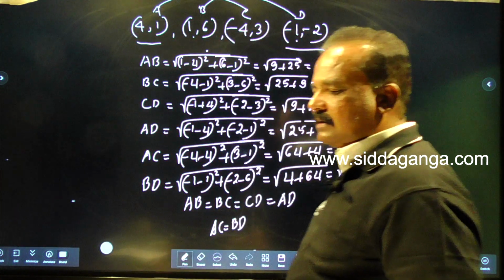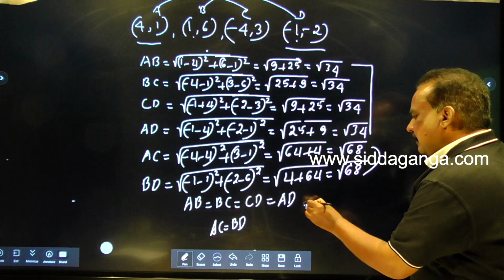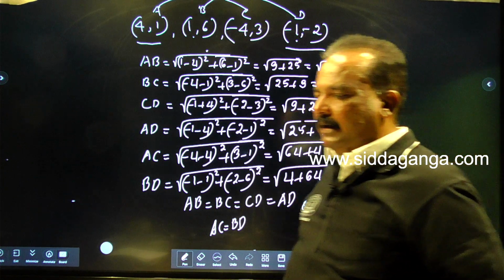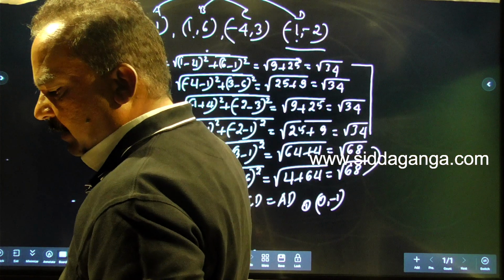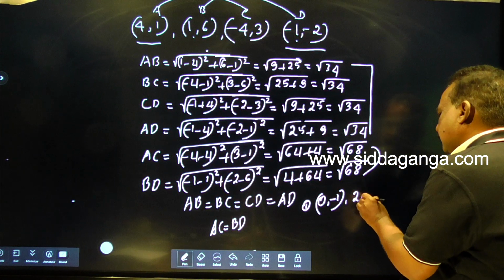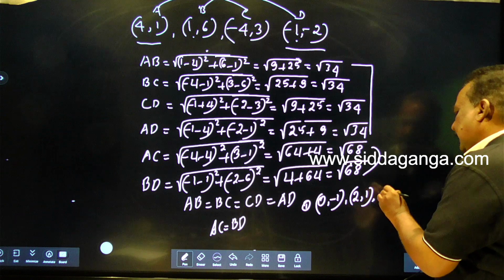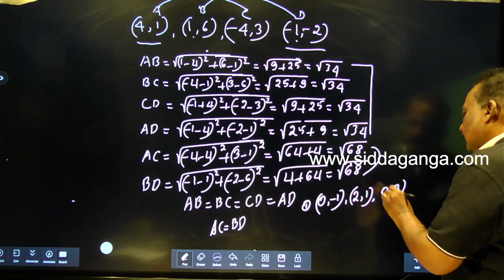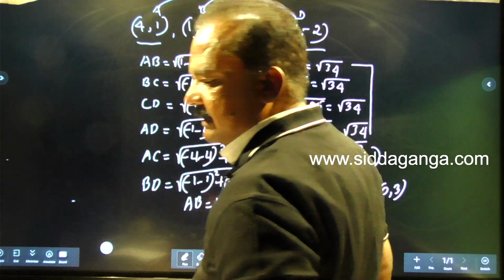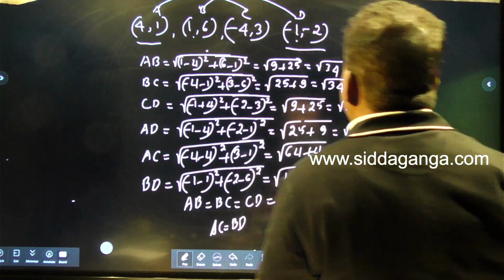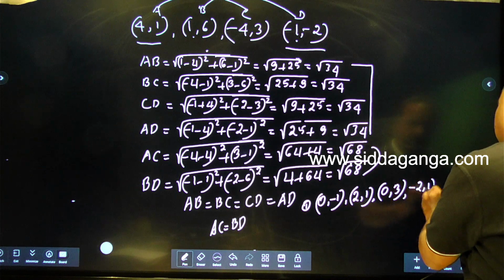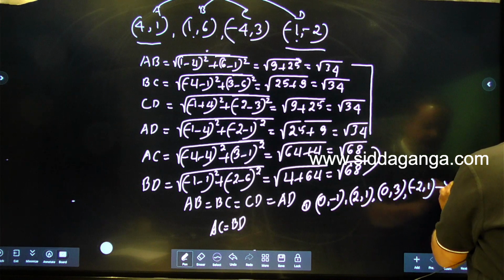0, minus 1. 2, 1. 0, 3. And the last vertex is minus 2, 1. So this is for square.